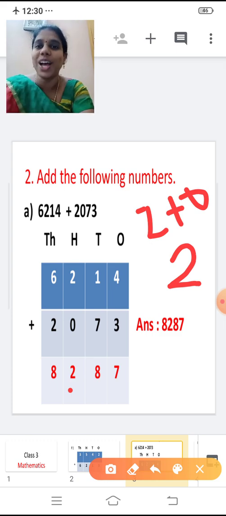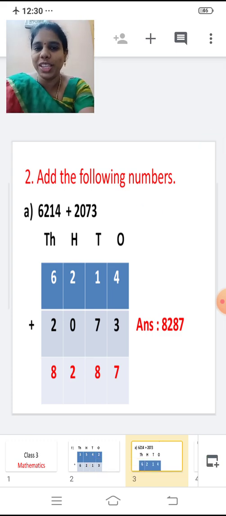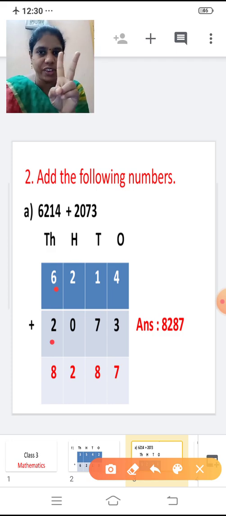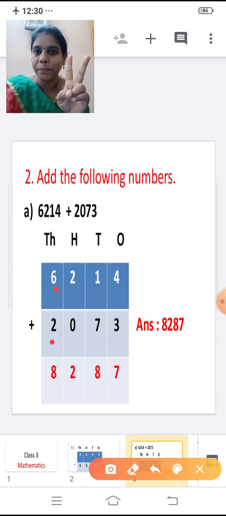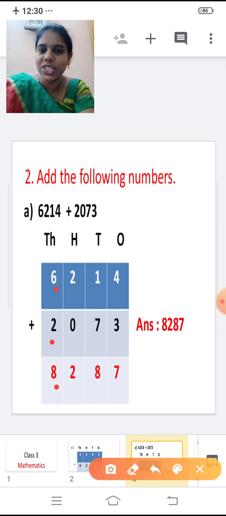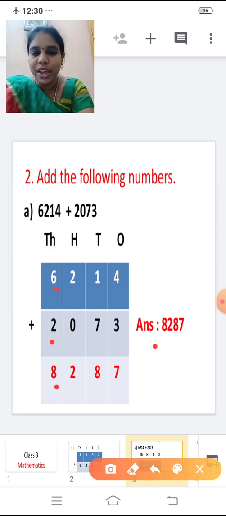Then move on to the thousands place now. 6 plus 2. Add 6 and 2. 6 in the mind, 2 in the finger. After 6, 7, 8. So, write 8 below. So, the answer when you add 6,214 and 2,073 is 8,287. I'll repeat it one more time.